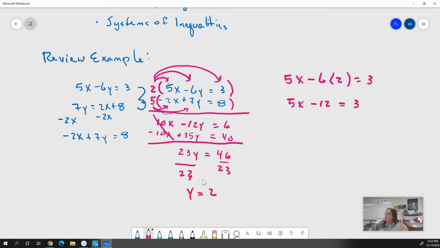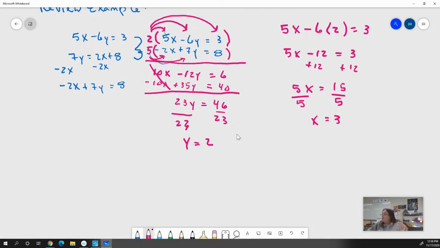And then we just start undoing everything that's being done to x. And we'll start by adding 12 to both sides, which gives us 5x equals 15. And then we've got 5 multiplied to it. So we're going to divide by 5, and we'll get x equals 3. So this is our solution set for this problem. This is where they share a common solution at x equals 3 and y equals 2. And we can box those up like that.